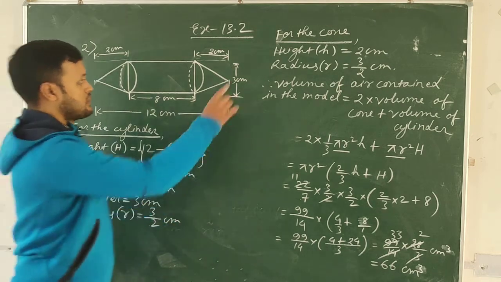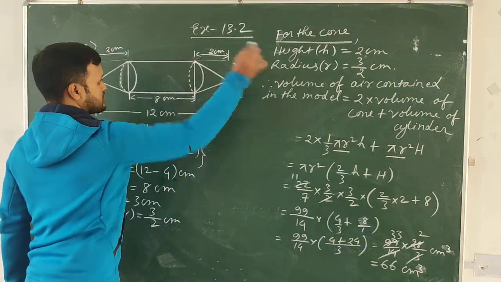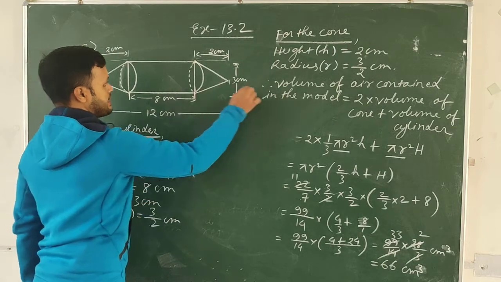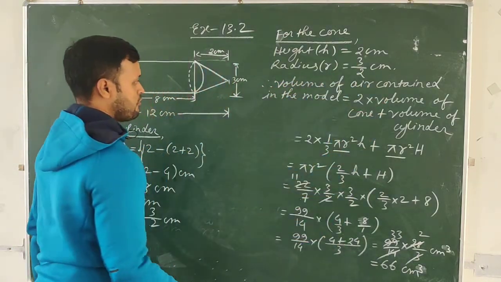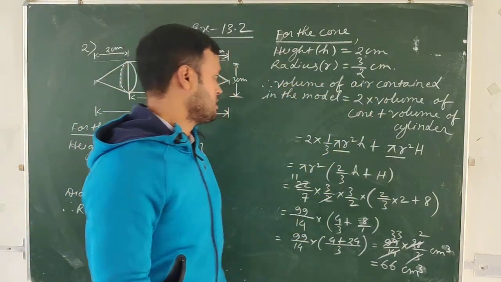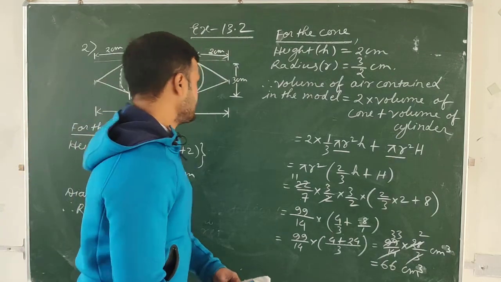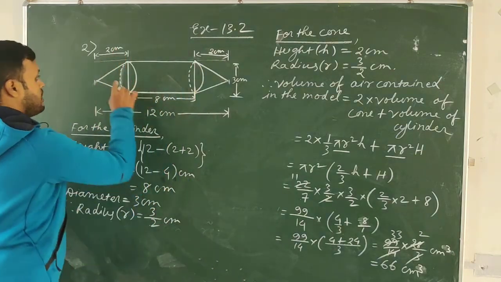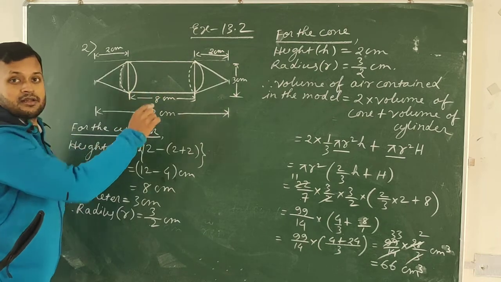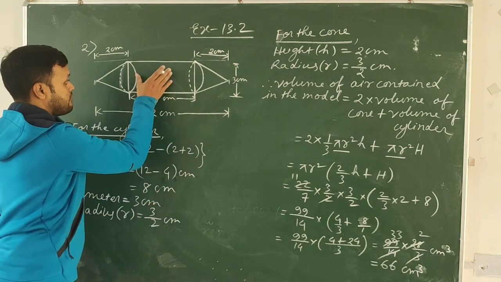3 by 2. For the cone, the height of the cone is small h, 2 cm, and the radius will be what? 3 by 2 cm. Therefore, volume of air contained in the model, students. Volume of air contained in the model is equal to what will be the total volume of air inside this model? What is the total volume of air inside this model?